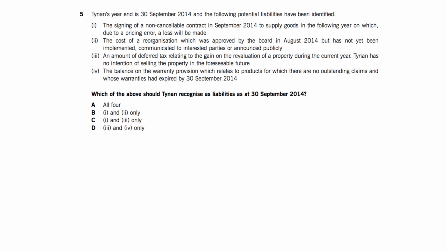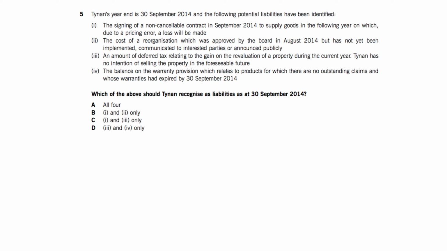Lastly then for this session, question 5. Look at these potential liabilities and decide which of them should be recognised. See if you can remember the criteria for liabilities as you do it. Select your correct answer and then we'll work through it together. Okay, so starting with number 1, we're looking for things that should be recognised as liabilities.